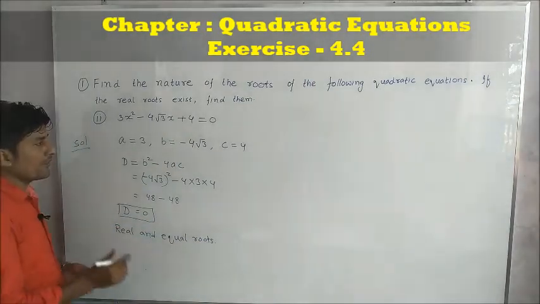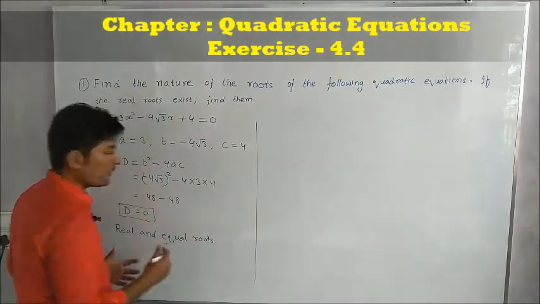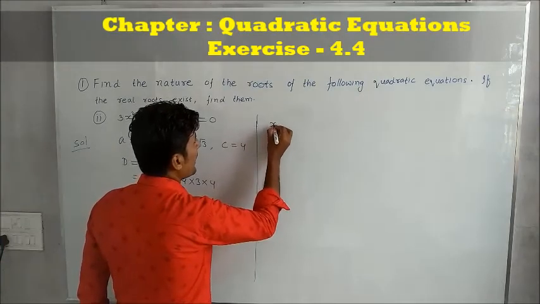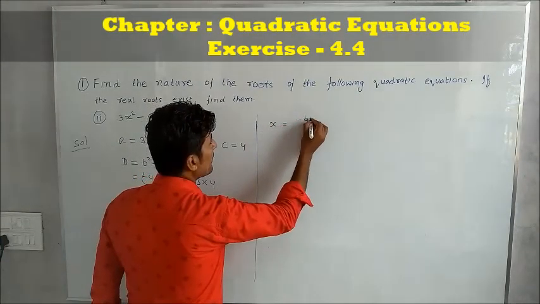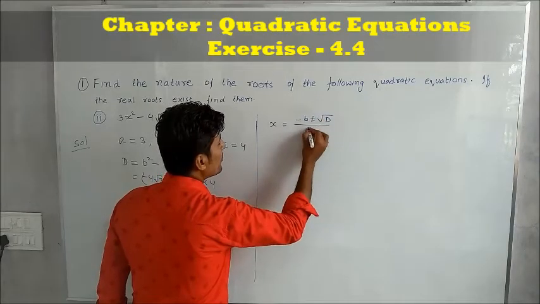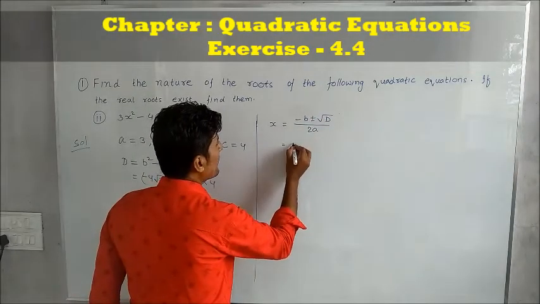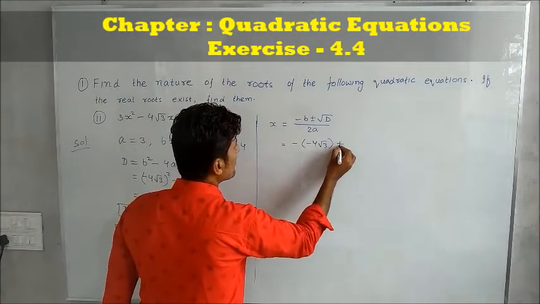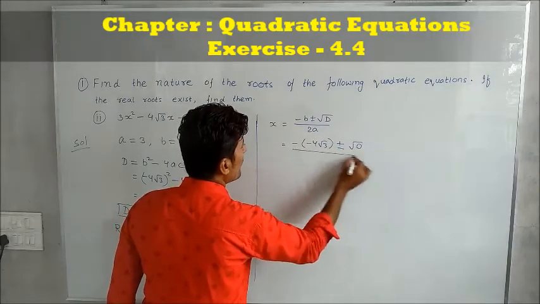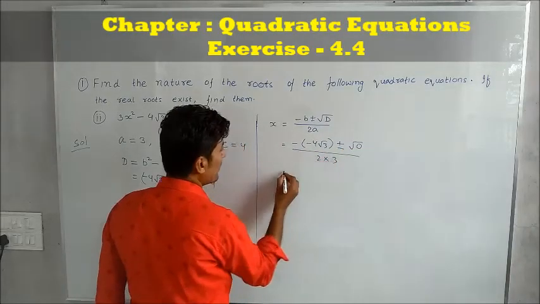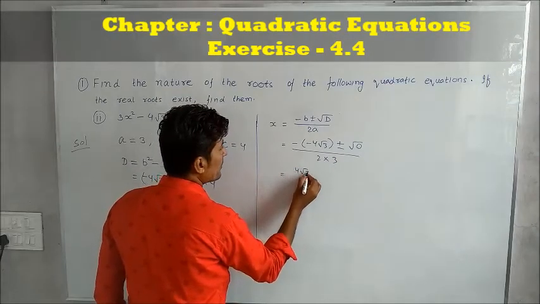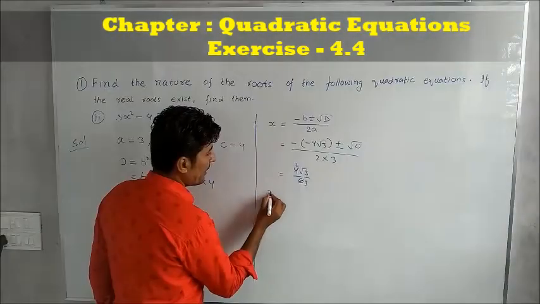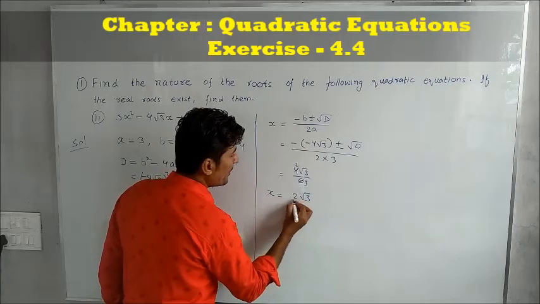If real roots exist, then we have to find them. As both the roots are equal, we can easily find out the roots. As we know the quadratic formula, x is equal to minus b plus minus under root b square minus 4ac upon 2a. Now after that we have to write minus, in the place of b we can assign the value minus 4 root 3, plus minus the value of d, we have 0, upon 2 into a. The value of a is 3. So we can write here 4 root 3 upon 6. Hence the value of x will be equal to 2 root 3 upon 3.